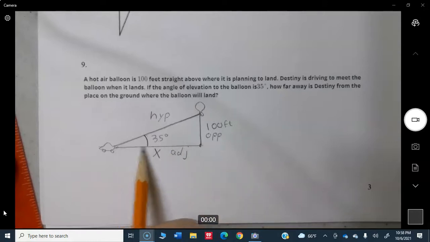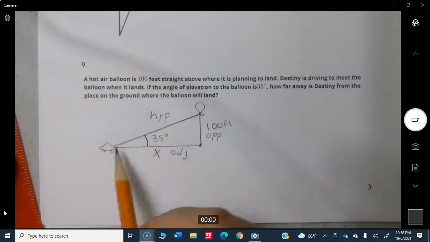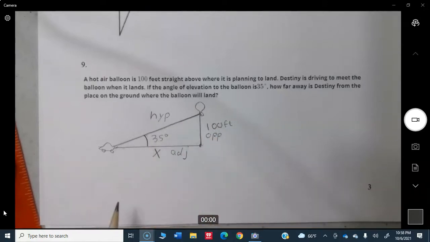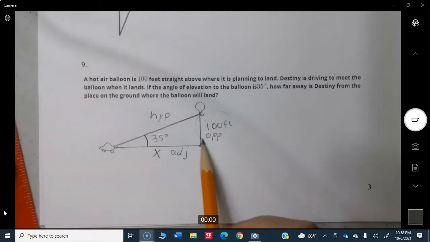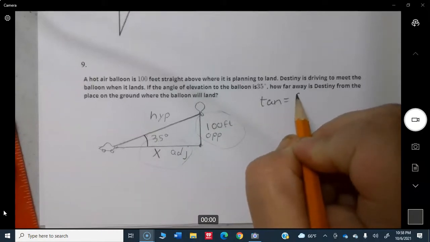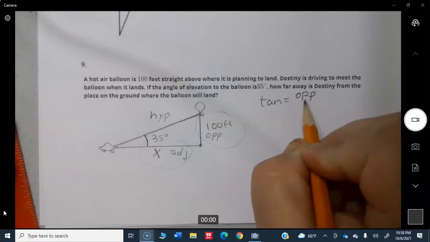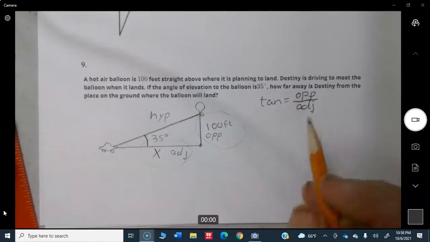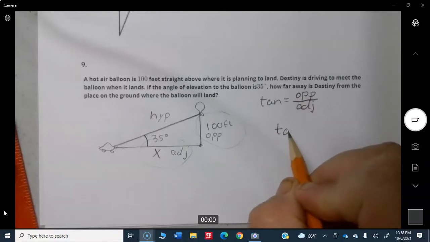So it wants to know this side, not the hypotenuse. It wants to know the adjacent. So the relationship we have is we know the opposite. We're trying to find the adjacent. So that would be a tangent. There it is. That's the relationship. So let's put the numbers in.